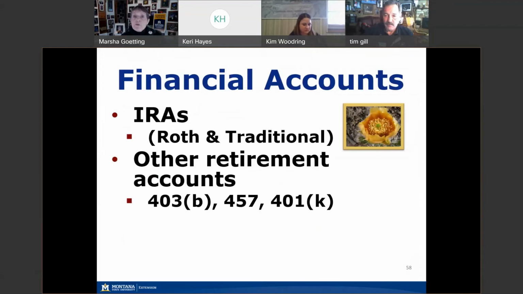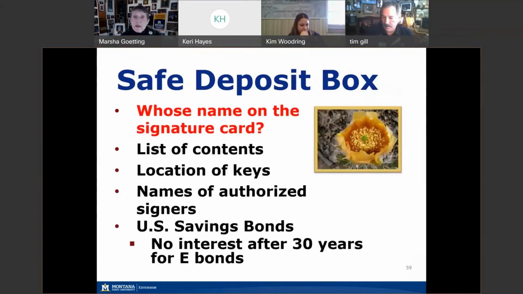What else do we have out there? We've got IRAs. Those were established back in 1976, and we have individuals out there that still have those accounts. Well, let's look at those and your other retirement accounts. Where are they? We've got 403Bs, we've got 457s, we've got 401Ks, and there may be some information in there about survivor benefits for the surviving spouse, etc. If you have a safe deposit box, let's take a look at whose name is on that box. Let's have a list of the contents and make sure you know where the keys are.